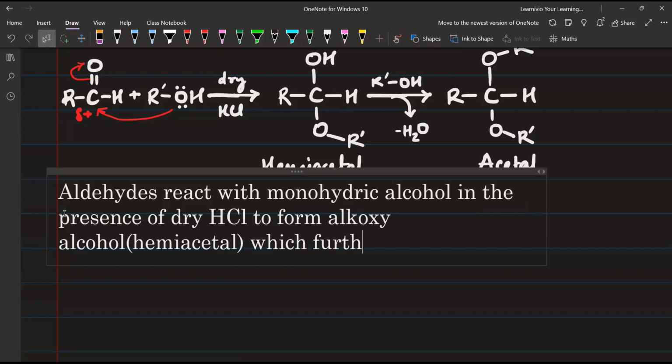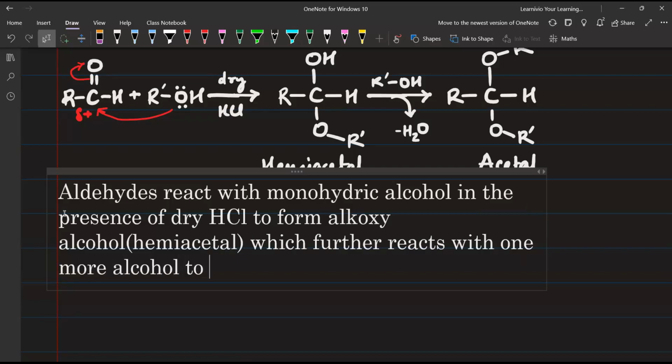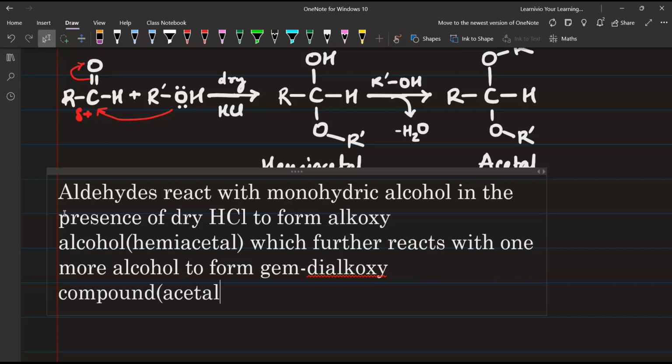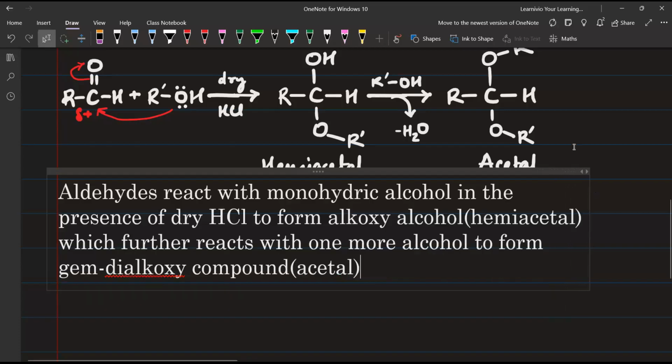which further reacts with one more alcohol to form gem dialkoxy. Gem dialkoxy means geminal dialkoxy, which means a single carbon atom is having 2 alkoxy groups. Gem means single carbon atom, dialkoxy means that same carbon has 2 alkoxy groups. Gem dialkoxy compound, dialkoxy compound, which is acetal. Write it down and tell me if it is done.